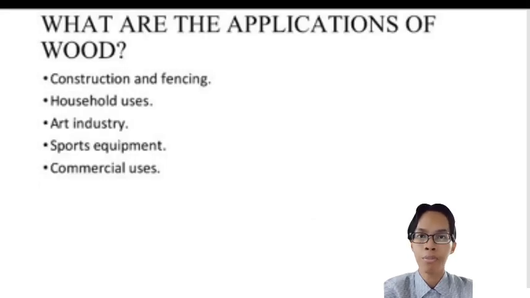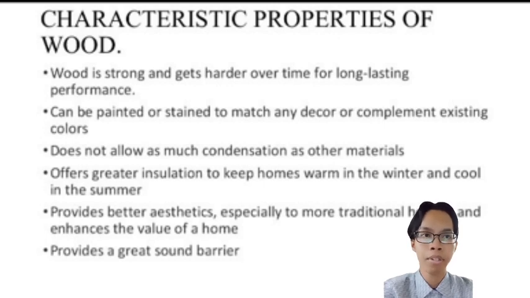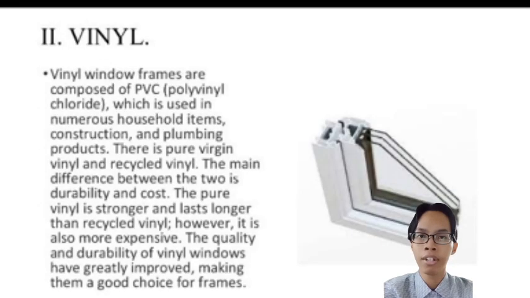What are the applications of wood? Construction and fencing, household uses, art industry, sports equipment, and commercial uses. Characteristic properties of wood. Wood is strong and gets harder over time for long-lasting performance. It can be painted or stained to match any decor or complement existing colors. It does not allow as much condensation as other materials and offers greater insulation to keep the home warm in the winter and cool in the summer.